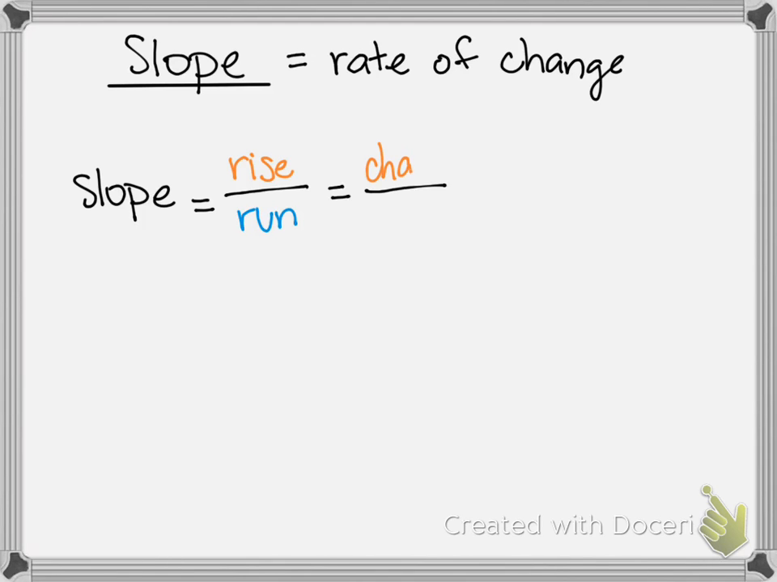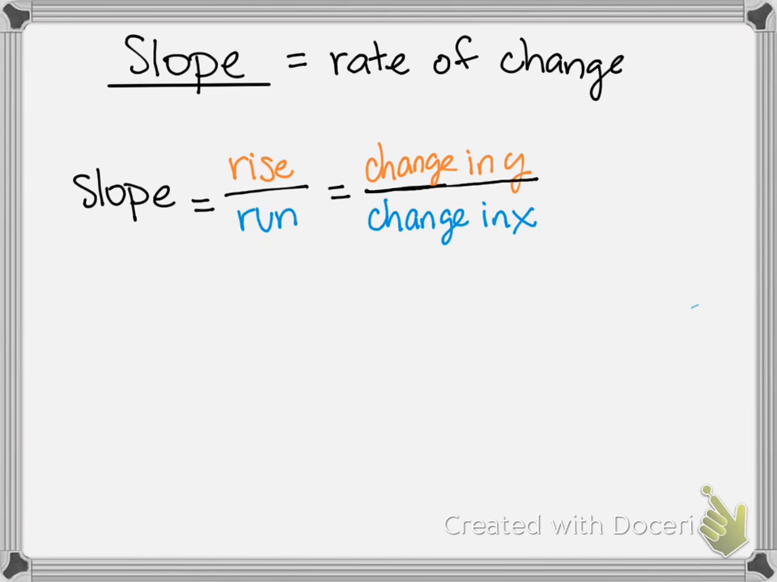Another way that people will describe how to find slope is by saying the change in y over the change in x. Okay, that is another way that we describe slope.